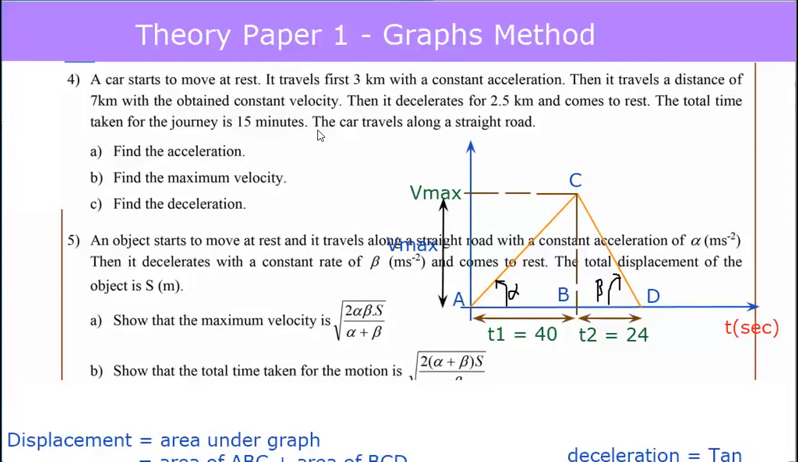It has 3 different motions. First 3 kilometers, constant acceleration. The next 7 kilometers, constant velocity. And the final 2.5 kilometers with constant deceleration. And finally, it comes to rest. So how do you represent this motion in a graph, dear?